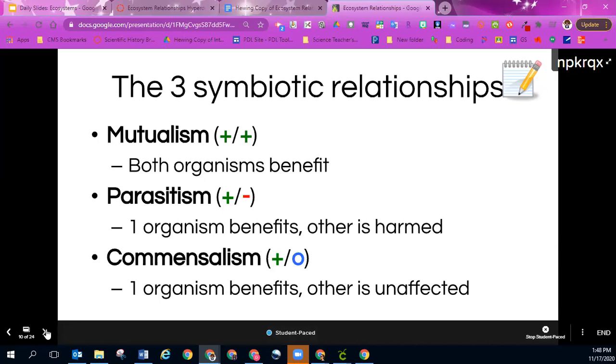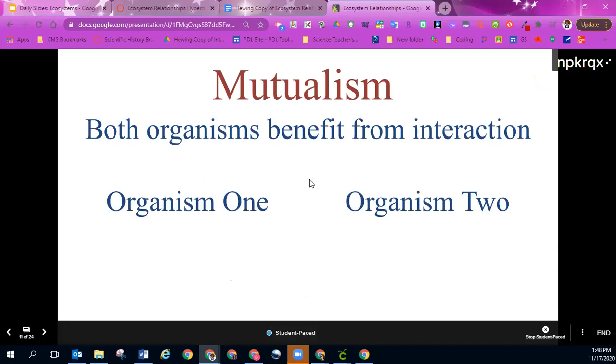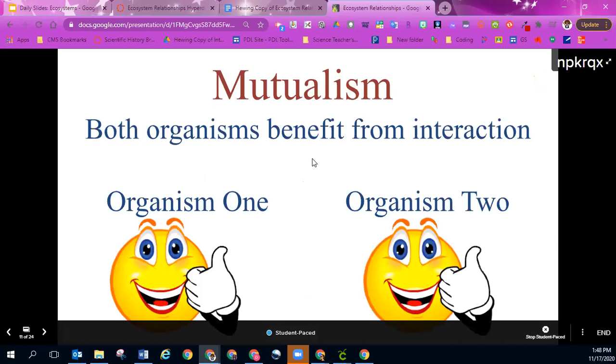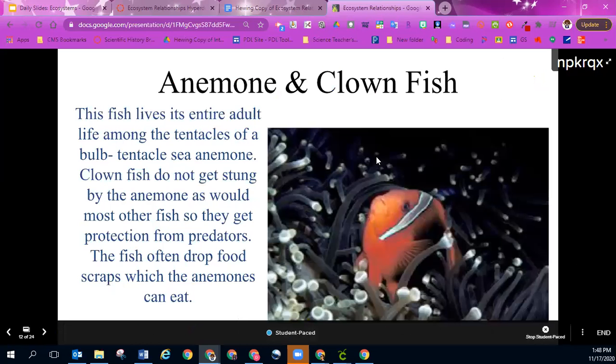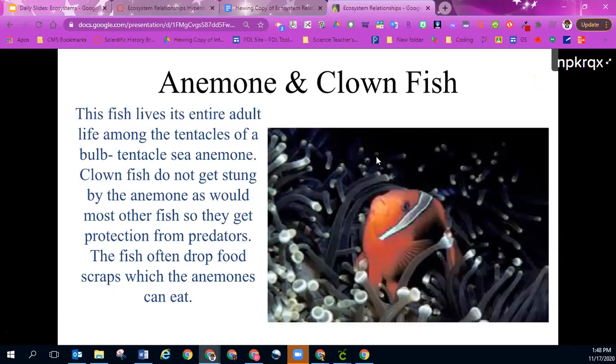So I do have some examples for you. They are in your notes at the bottom, and we're going to talk through them so you know what to type in your notes. With our mutualism, like I said, both of the things are going to benefit from this particular interaction. Our example is going to be an anemone and a clownfish. With our clownfish and our anemone, the clownfish is going to benefit from the anemone because it offers protection to the clownfish. The clownfish is covered in a special kind of mucus that protects it from the stings that come from the actual anemone.